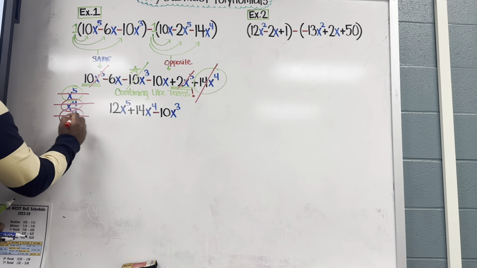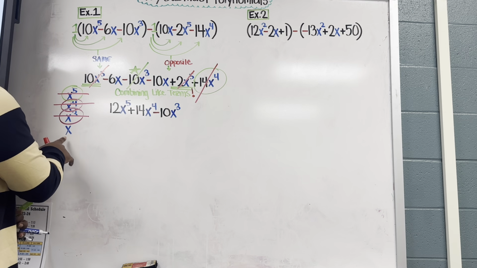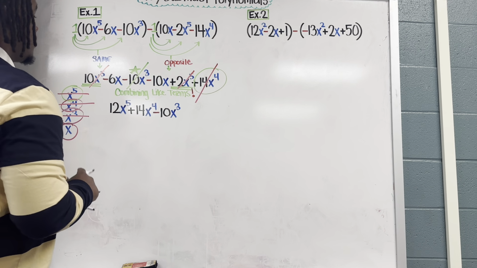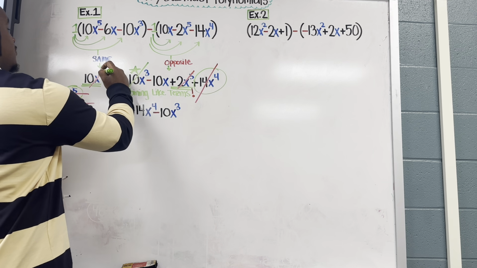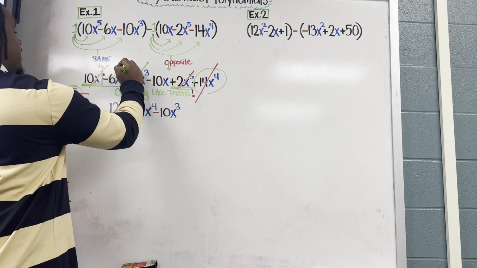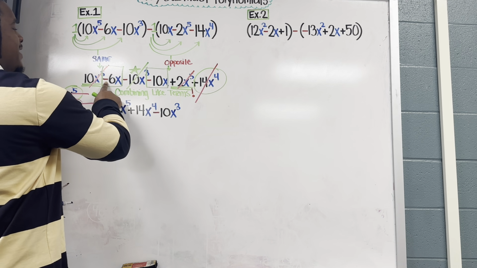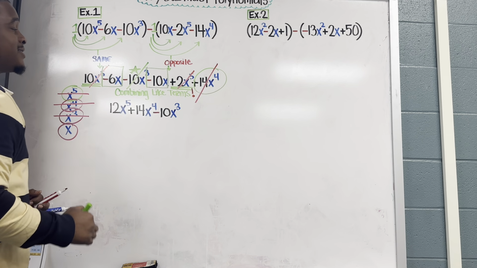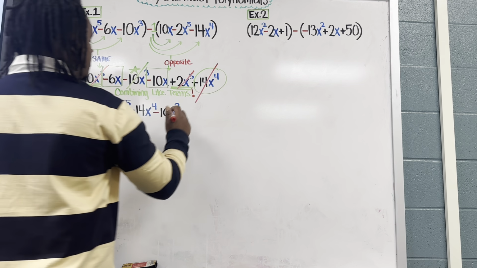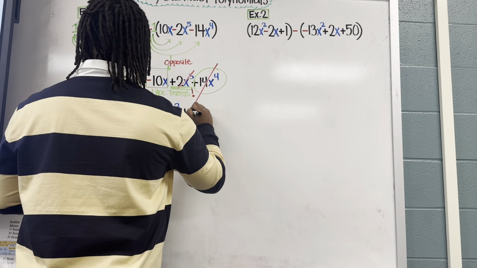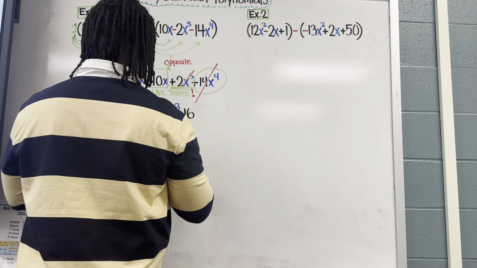And then the last group that we need to combine is this x, or x to the 1st power. It's the remaining two values that I see, which is a negative 6x and a negative 10x. Negative 6 plus negative 10 is a negative 16. So that actually becomes negative 16x, or minus 16x.